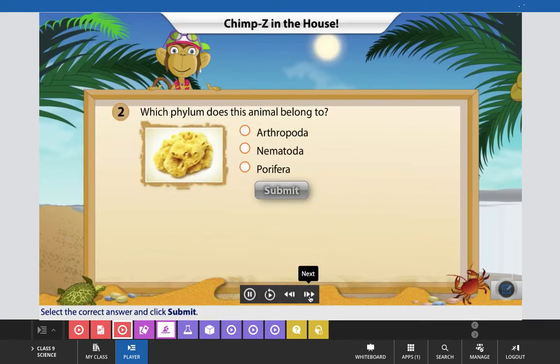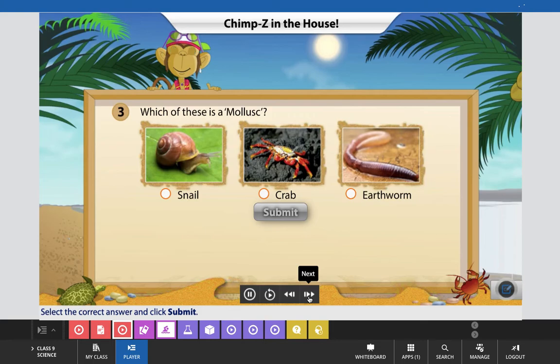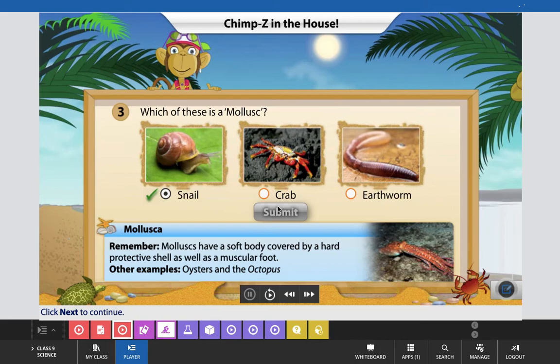Which phylum does this creature belong to? I think now we have clearly seen this is a sponge-like animal which belongs to Porifera, and Right. Poriferans or sponges are aquatic animals with porous bodies, few tissues and no organs. Now come to the third question. Which of these creatures is a mollusk? I think that snail is looking like a mollusk, and we can submit. Right. The snail belongs to the phylum Mollusca.